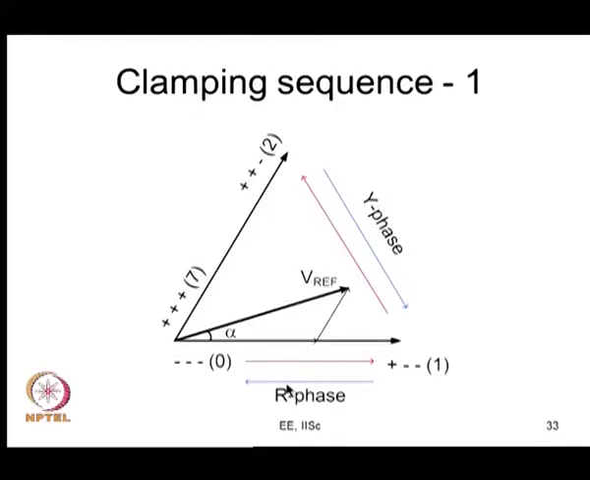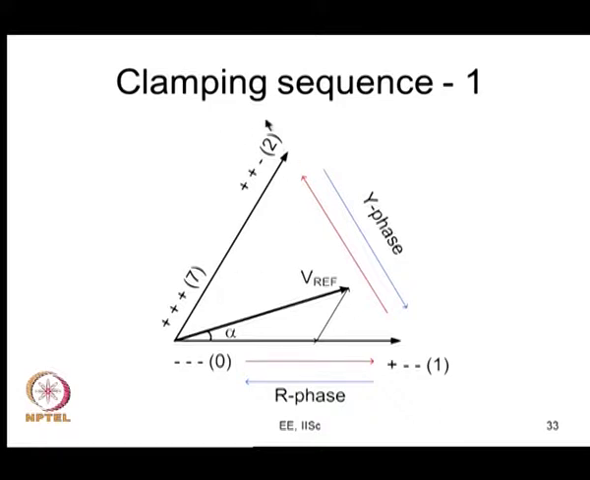Now, you can produce this in many sequences. What is normally done is the conventional switching sequence, that is you start from here and you go there: you apply the null vector for Tz by 2 seconds, you apply active vector 1 for T1 seconds, active vector 2 for T2 seconds, and then you once again come here and apply the null vector for Tz by 2 seconds.